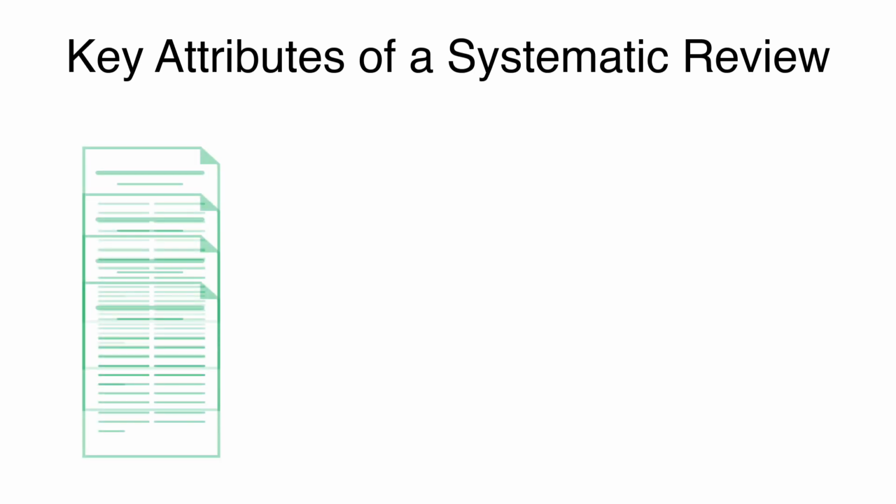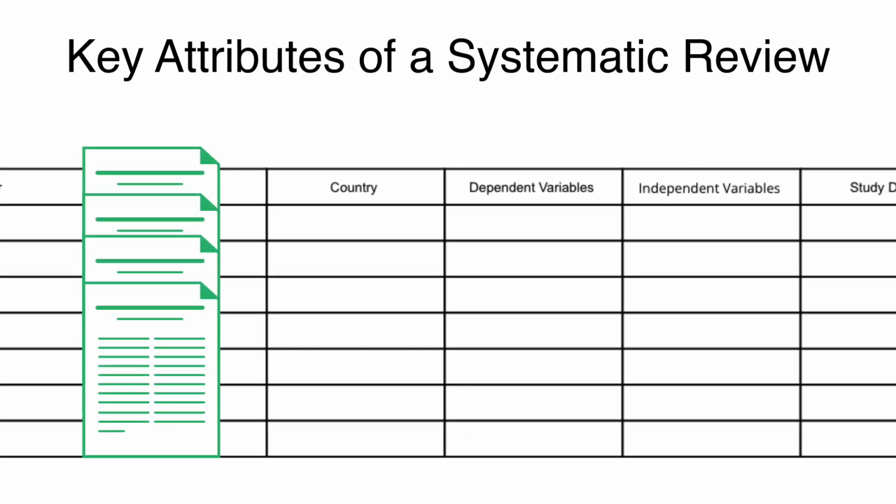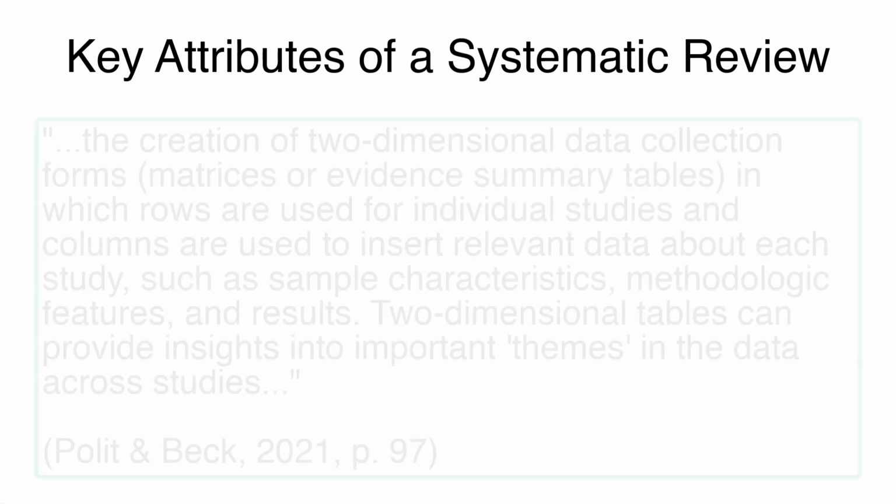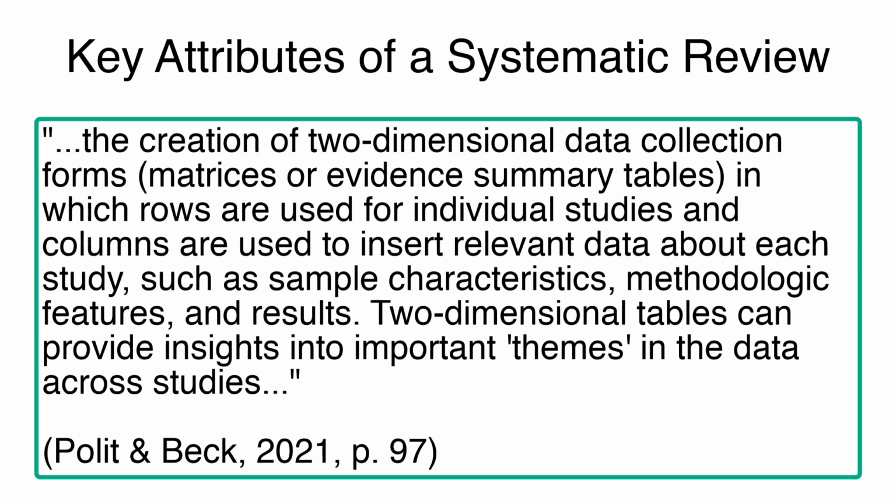A task in conducting a systematic review is to extract data from the selected studies. This is often clearly laid out using a table, often called a matrix, based on the creation of two-dimensional data collection forms, matrices, or evidence summary tables, in which rows are used for individual studies and columns are used to insert relevant data about each study, such as sample characteristics, methodologic features, and results. Two-dimensional tables can provide insight into important themes in the data across studies.